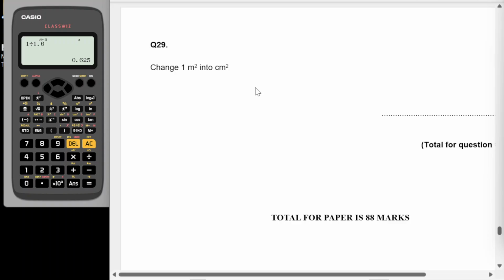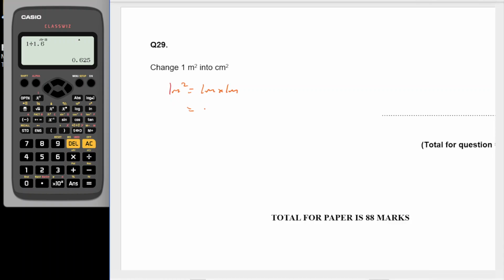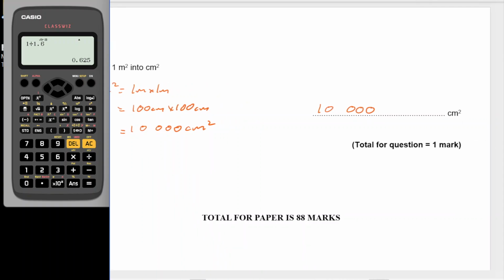Okay, final question. Change 1 meter squared into centimeters squared. Well, 1 meter squared is equal to 1 meter times by 1 meter, which is equal to 100 centimeters times by 100 centimeters. So it's going to be equal to 100 times 100, which would be 10,000 centimeters squared. There we go.